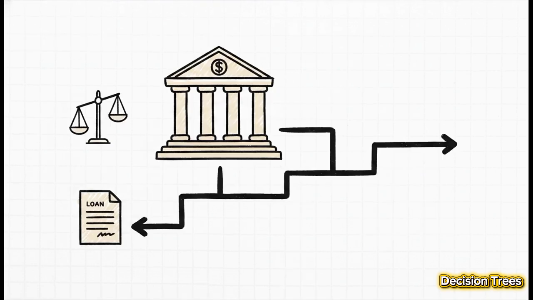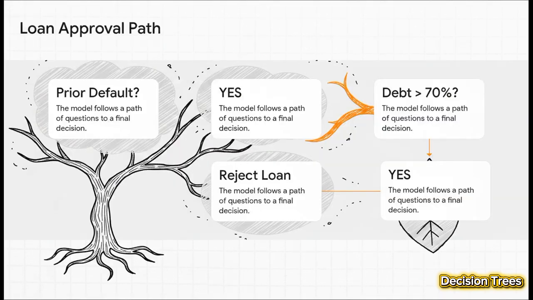All right, let's make this real. Imagine a bank is using a decision tree to figure out whether or not to approve a loan. The stakes here are obviously pretty high, so being able to explain why a decision was made is absolutely critical. So the tree might look at thousands of past applications and learn that the very best question to ask first is, has this person ever defaulted on a loan before? If the answer is yes, it sends them down one path. The next question might be, is their debt-to-income ratio over 70%? If that answer is yes, it leads right to a leaf node, reject loan. The entire chain of logic is laid out clear as day.